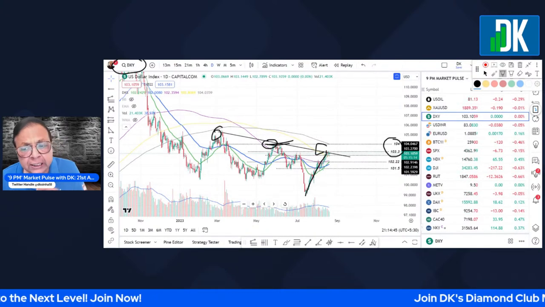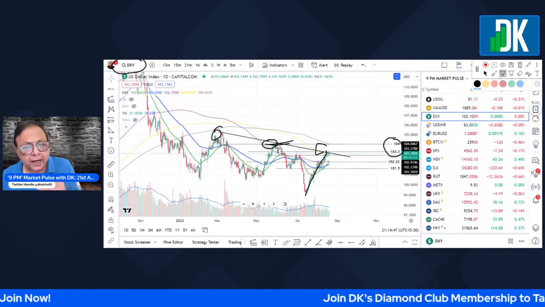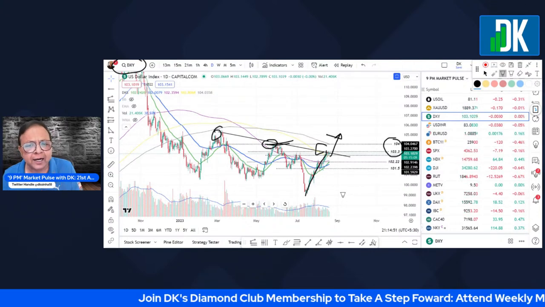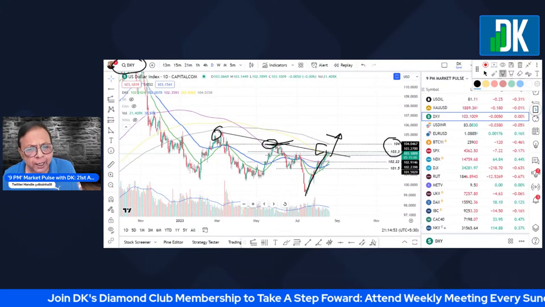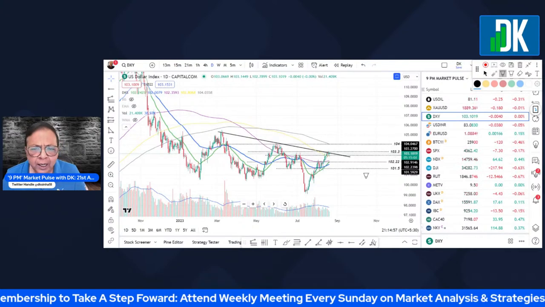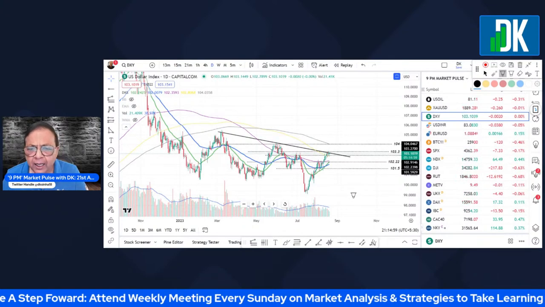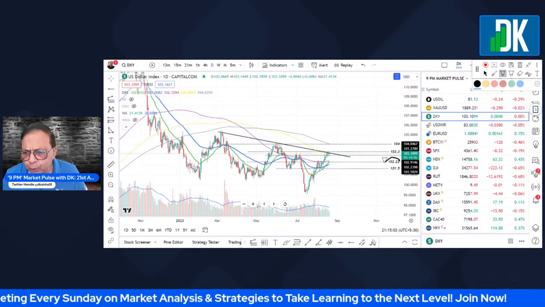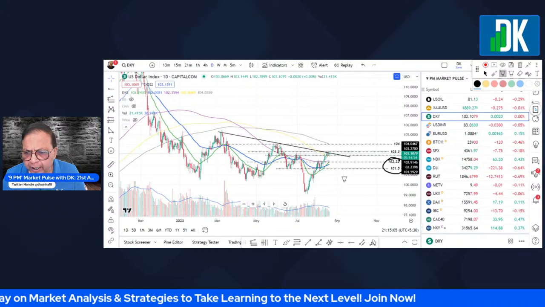However, if it starts trading above 104, then it will become stronger because it starts trading above SMA 200 and SMA 233. However, as of now, intermediate trend and long-term trend is bearish. So immediate support is 101.5 to 102.22.